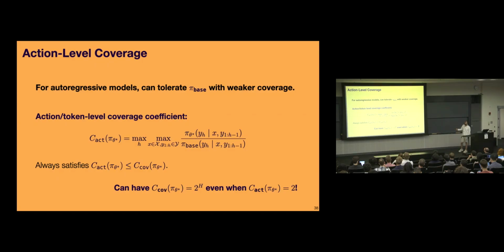It's just the density ratio between the optimal model's probability on a given action, a chunk of tokens rather, divided by the base model's probability on the action. So instead of looking at the density ratio for the full sequence, we're just looking at the density ratio for the conditional distributions. This can be much smaller. Even if this is 2 for every step h, the sequence level coverage can be as large as 2 to the sequence length, just because you're kind of going on a random walk.